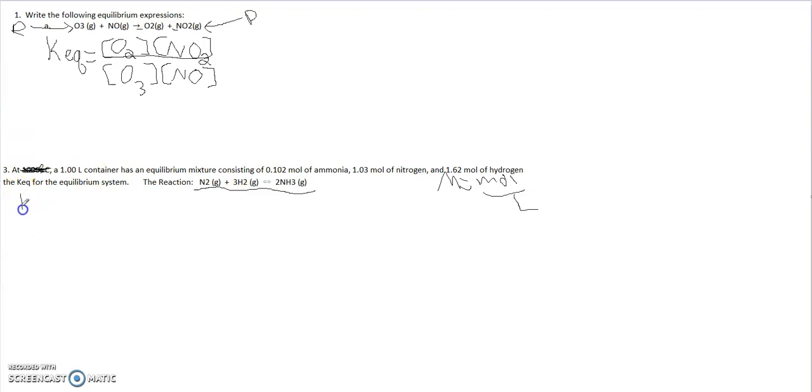So step 1, we're going to write our equilibrium expression because that's always step 1 for these type of problems, just like we did before. We have our products on the right, our reactants on the left, therefore products go on top, reactants go on the bottom. In this case, we only have one product. We have our NH3.